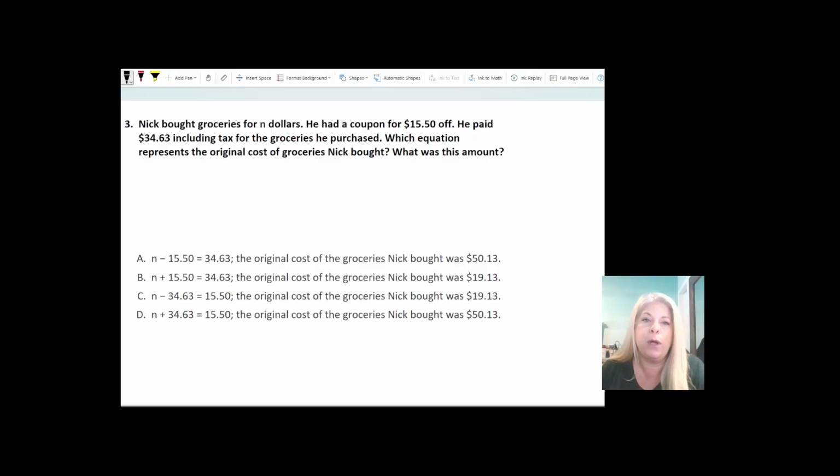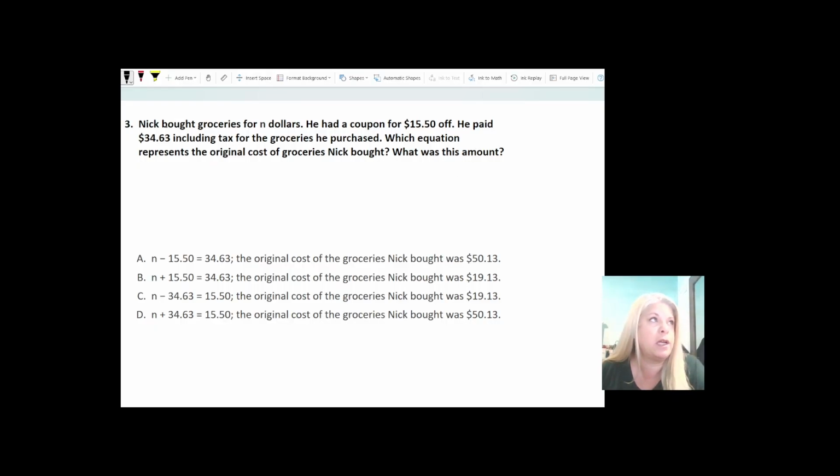This says Nick bought groceries for N dollars. He had a coupon for $15.50 off. He paid $34.63, including tax, for the groceries he purchased. Which equation represents the original cost of groceries Nick bought? What was this amount? So with these types of equations or questions, you really have to think about the individual pieces like little clues and put them together in order to figure out what would make sense, right?